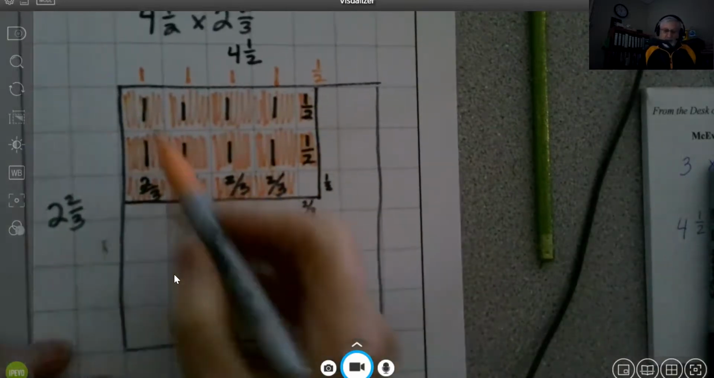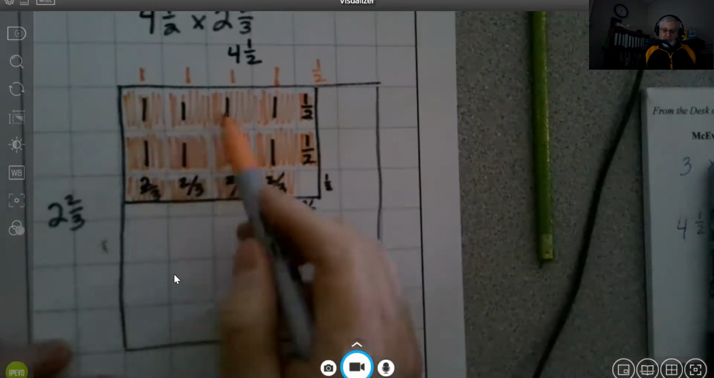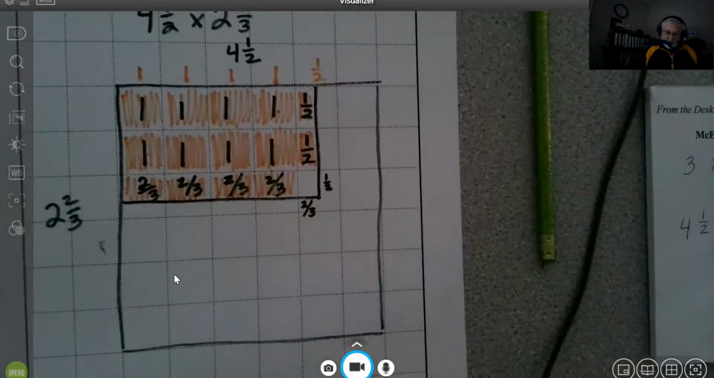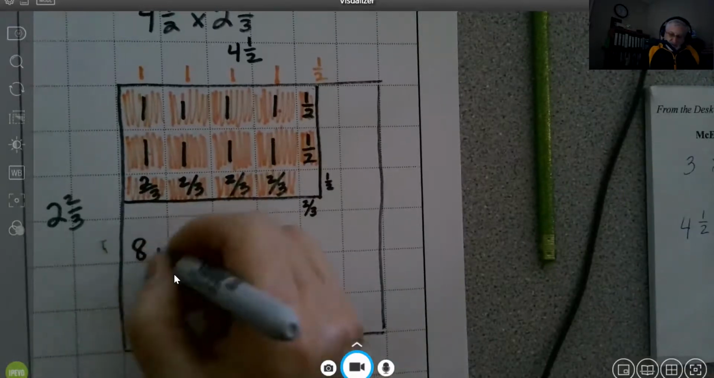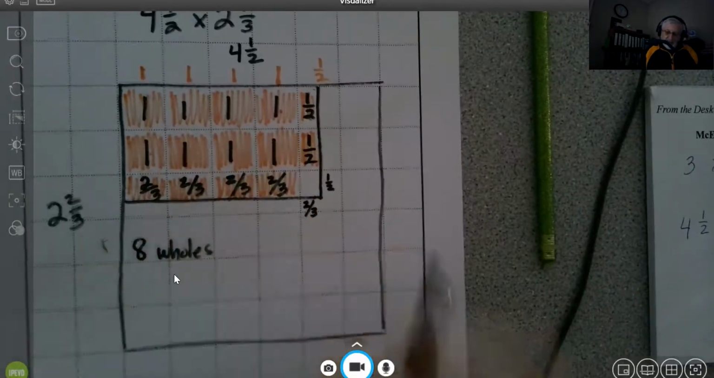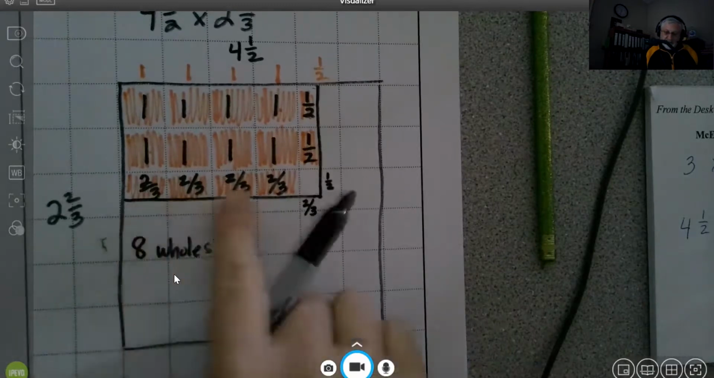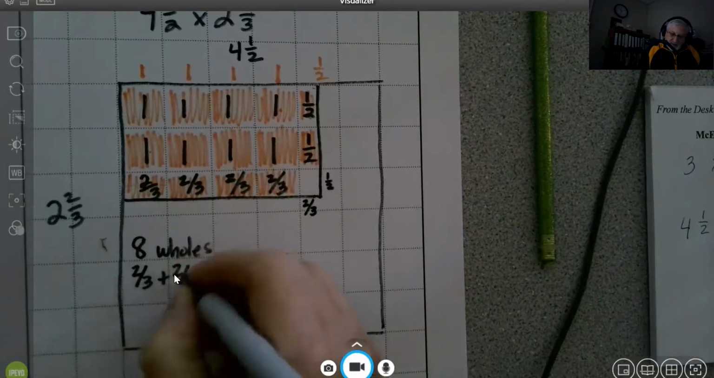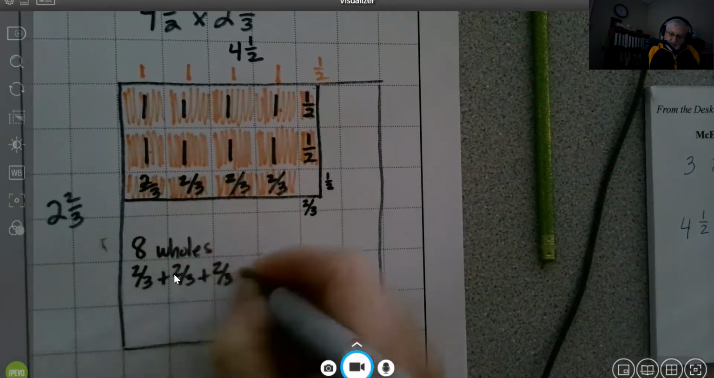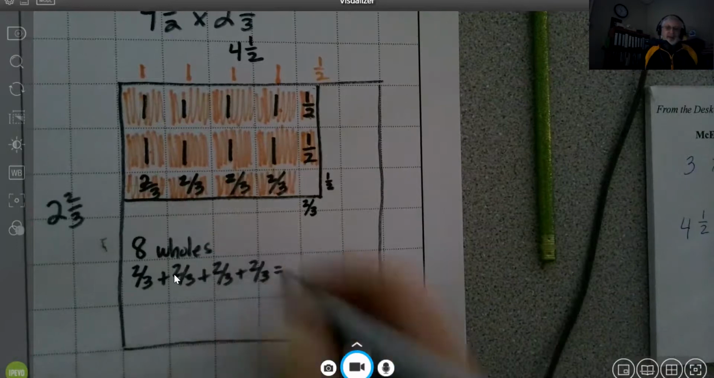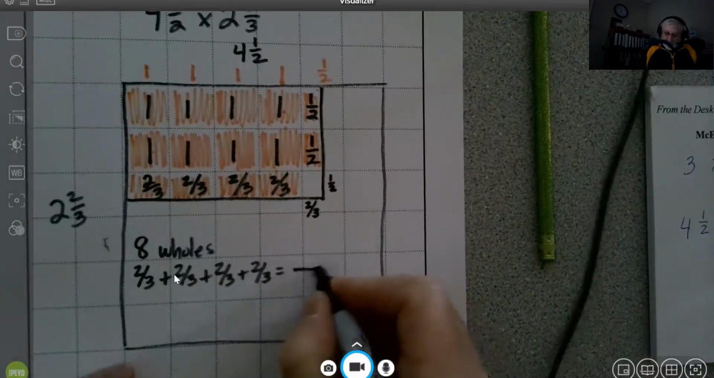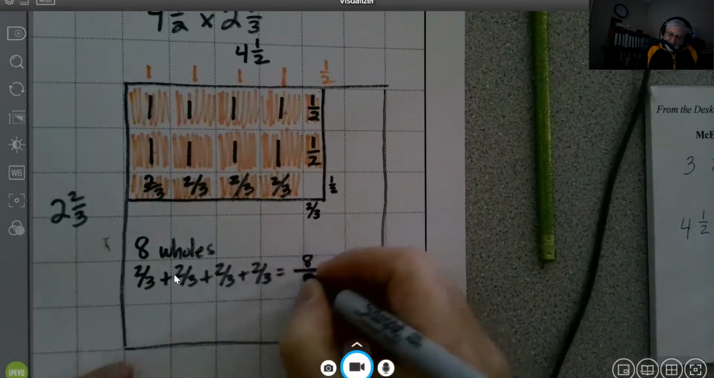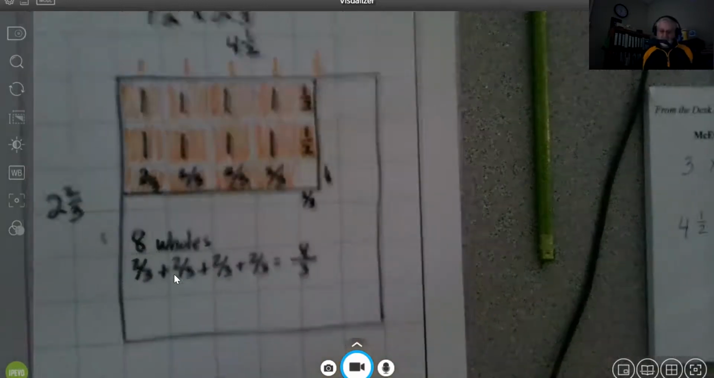Okay, so I'm going to count my holes. I have 1, 2, 3, 4, 5, 6, 7, 8. So I have 8 holes. And then my parts. I have 2/3, 1, 2, 3, 4 times. So 2/3 plus 2/3 plus 2/3 plus 2/3. And if I add them all up, so I have 2, 4, 6, 8. That gives me 8/3.